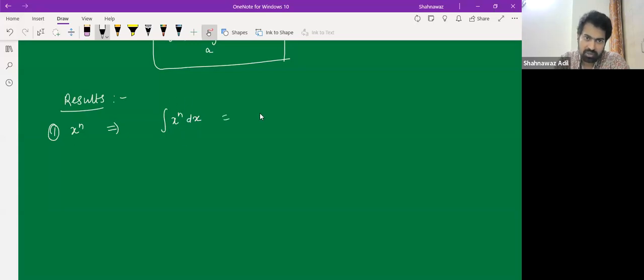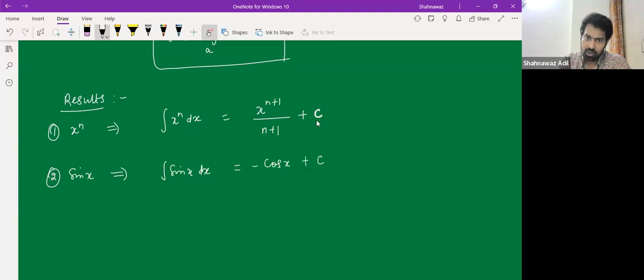So the integral of x^n dx is equal to x^(n+1) divided by (n+1) plus c. So this is the first result. Second is the trigonometric function. The integration of sin x dx is minus cos x plus c. All these c are constants.